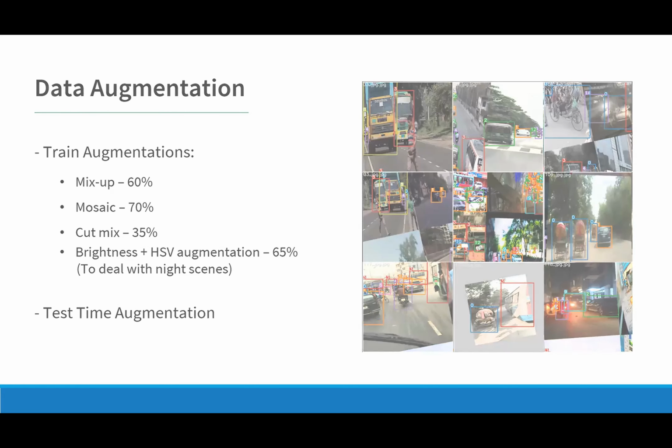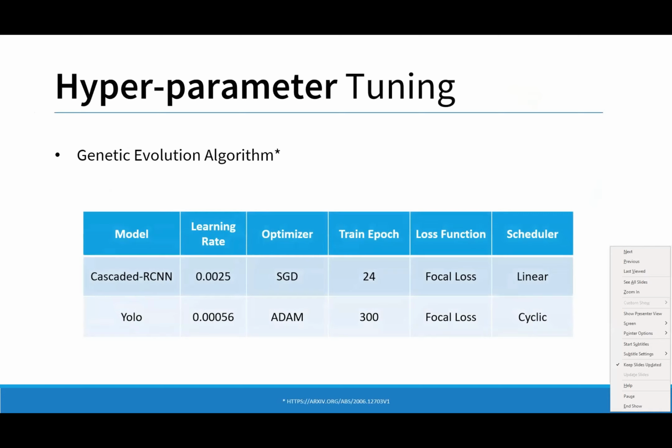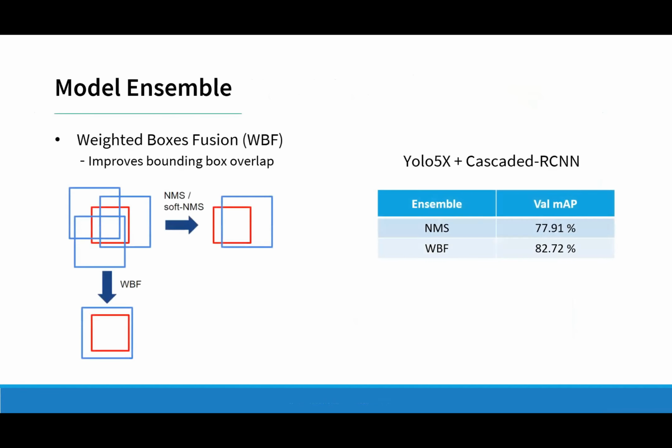For hyperparameter tuning, we used a genetic evolution algorithm. This is similar to Bayesian search, where it tries to find the best parameter from the search space based on a fitness function over multiple generations. After that, we tried different ensemble techniques, among which weighted boxes fusion gave the best results.